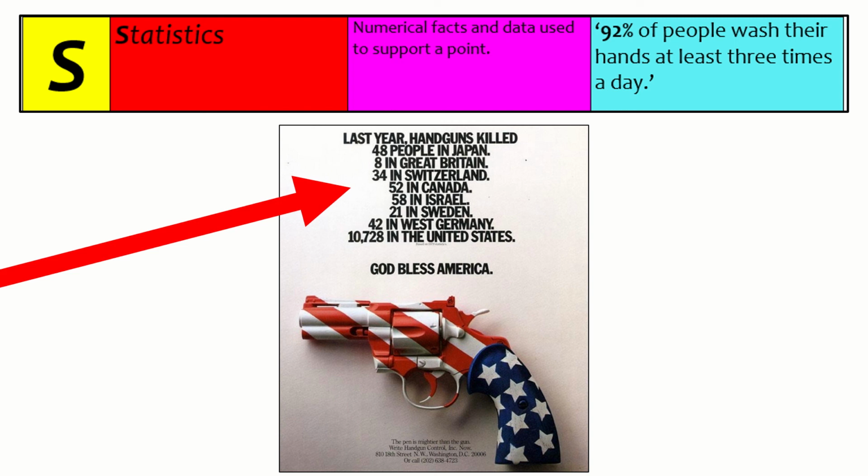This is an example of a poster in America that was used to show gun crime and what happens with American guns. So, for example, the amount of people killed by handguns in Britain last year was 8. In Sweden, it's 21. But in America, where they do have guns, as opposed to being 8, it's 10,728. So this person here is using statistics to back up the fact that guns in America should be banned.